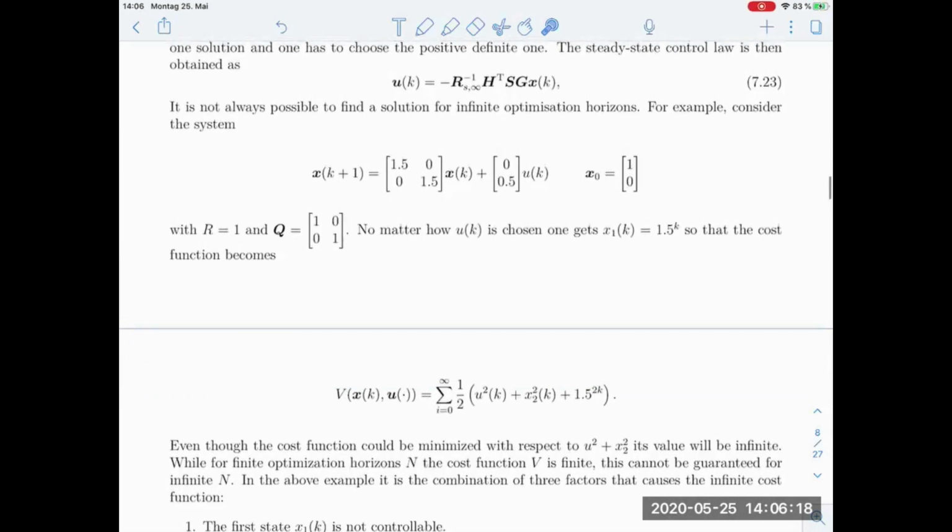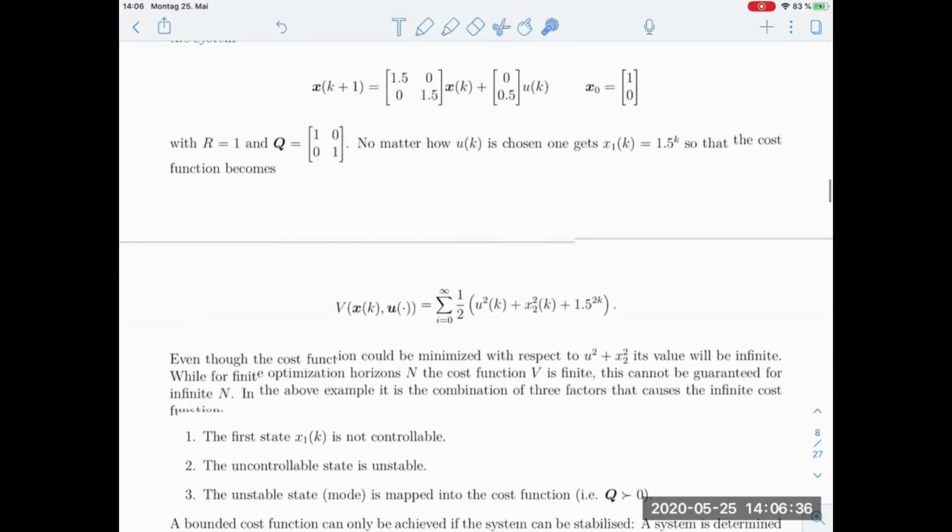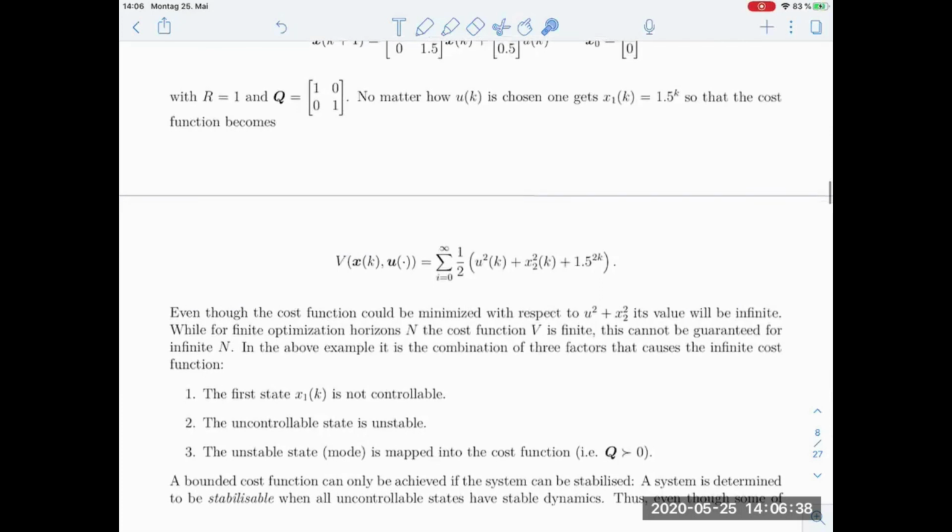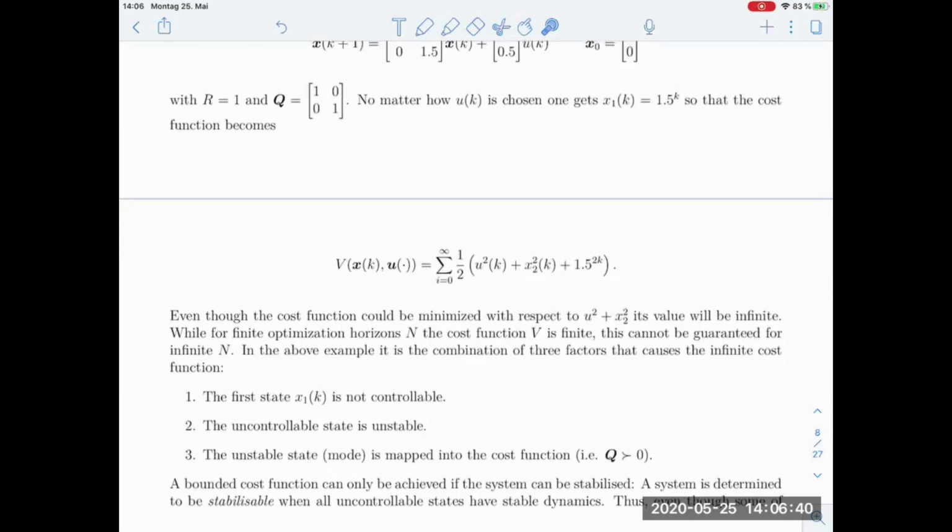So we speak of a system like that as being not stabilizable, because our control input, u of k, cannot steer the first state anywhere in the system. It just happens due to eigendynamics, and this happens to be unstable as well. So that's basically the reasons. The first state is not controllable. This uncontrollable state is unstable.